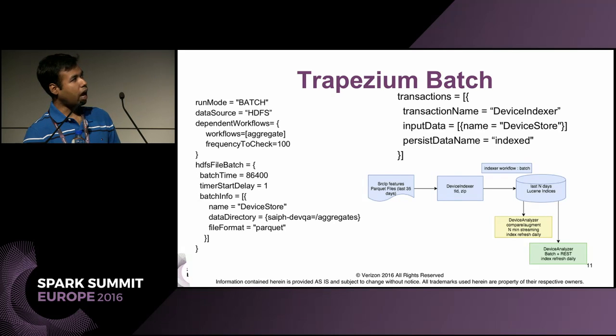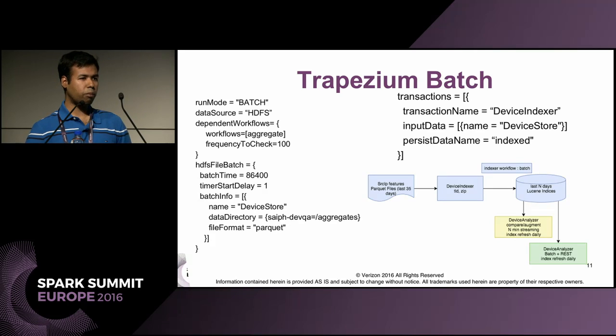So you were saying that, okay, I am going to write my device indexer transaction, and this input data takes device source as the input data source, which in this case is the device store data maps to this device store, which is a Parquet file. So right now we support comma separated file. We support Parquet, JSON, and all these things.